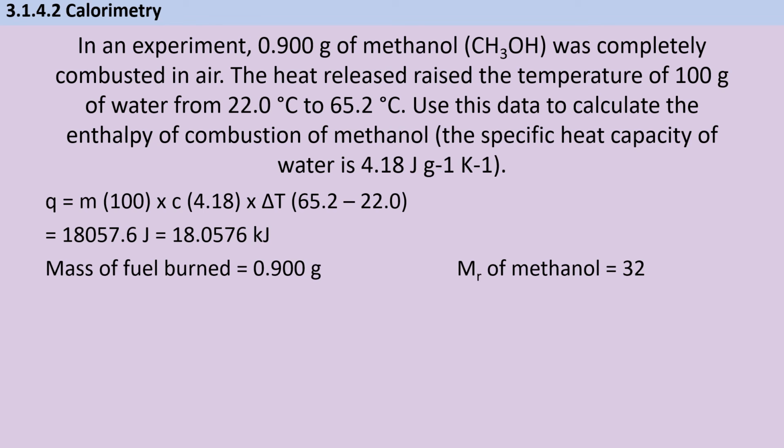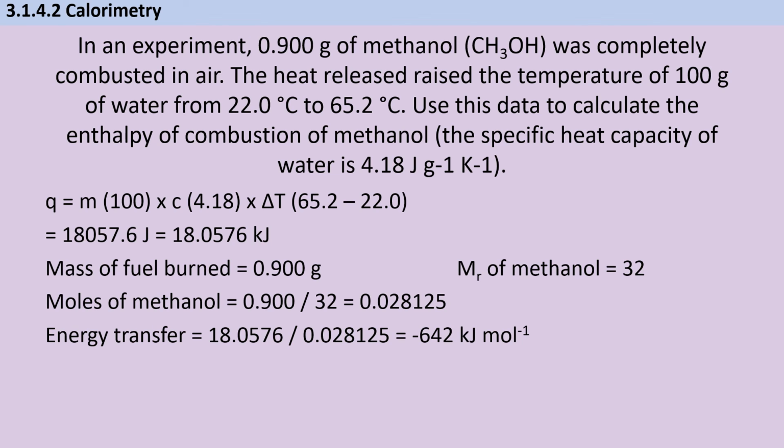Then you're going to use the mass of the fuel burned and the relative formula mass of methanol and put those together to get the number of moles of methanol. So do the mass divided by the Mr. Then we can put that together with our value for Q in kilojoules, and that's going to give us a standard enthalpy of combustion of -642 kilojoules per mole.